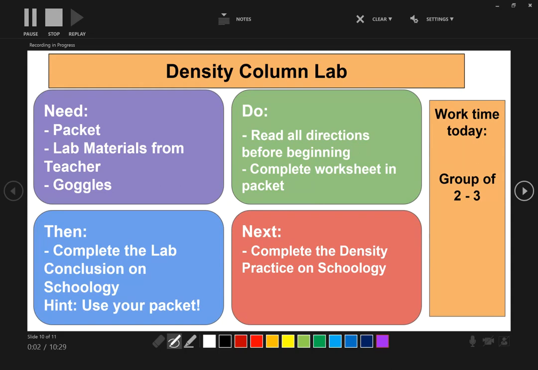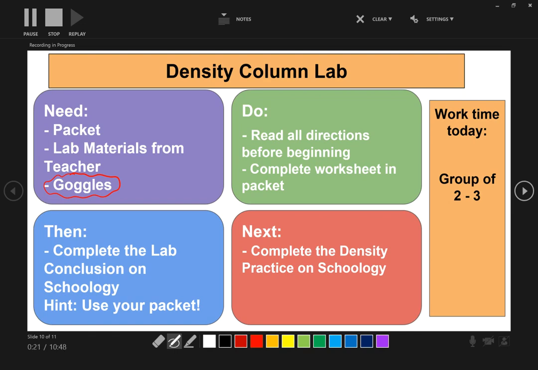So what should you do next? You have the density column lab, so you'll need your packet, grab the lab materials from the teacher, and a pair of goggles. Yes, you must wear goggles the entire time and follow the lab safety protocols. Read all the directions before beginning and complete your worksheet in the packet.